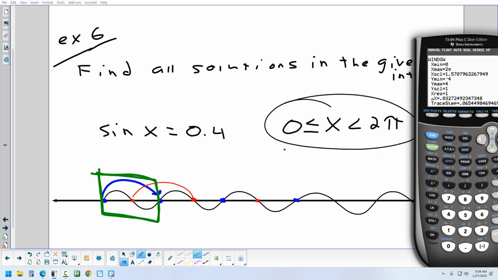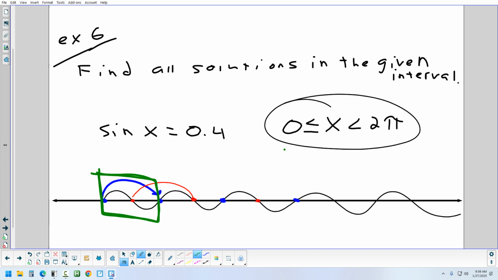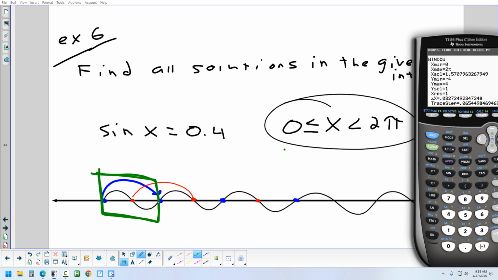Right, you don't want to repeat the blue answer. That's not a different answer than the first one, right? That's the answer to the blue one in the next cycle. So if you're going to include the left edge of your window, then don't include the right edge. Okay, when you're trying to set up a window that's one cycle, when you type it in, you're still just going to put 0 to 2 pi. But you want to keep in mind not to include that second answer, even though you're going to see it.